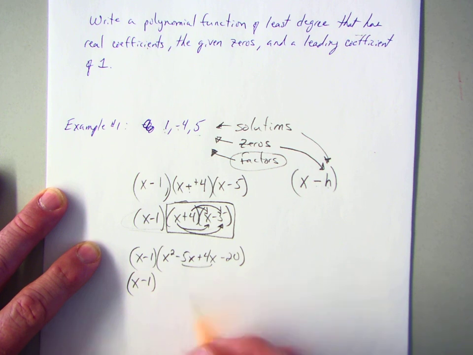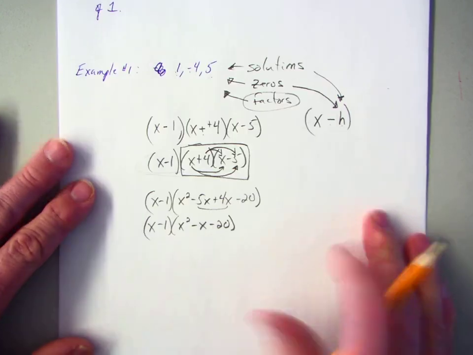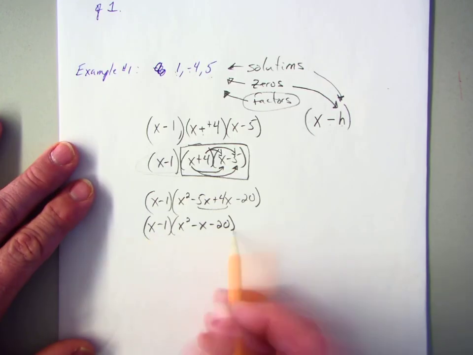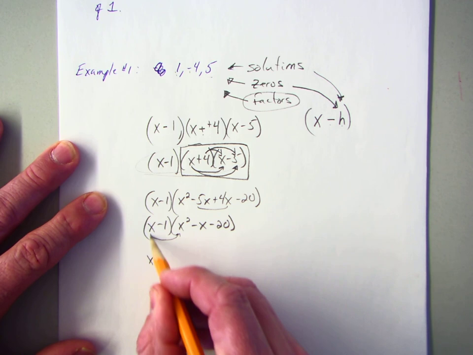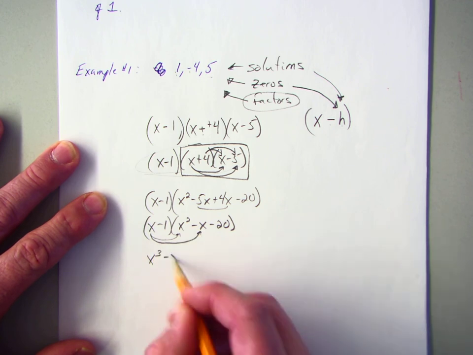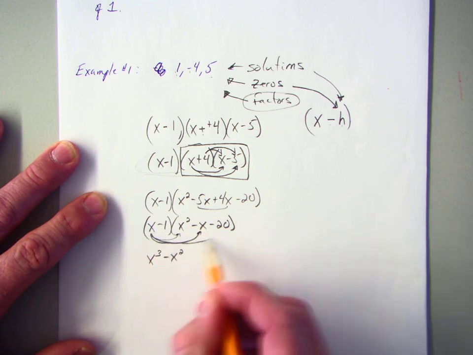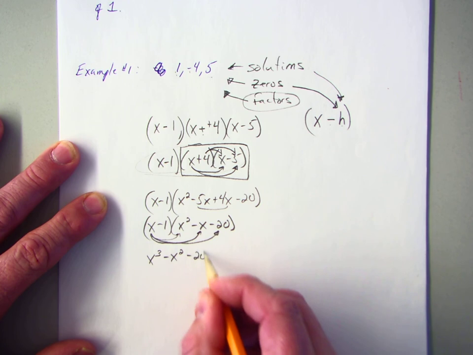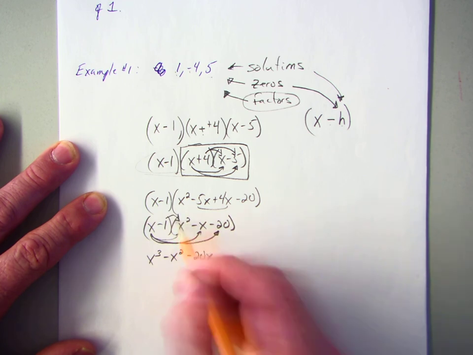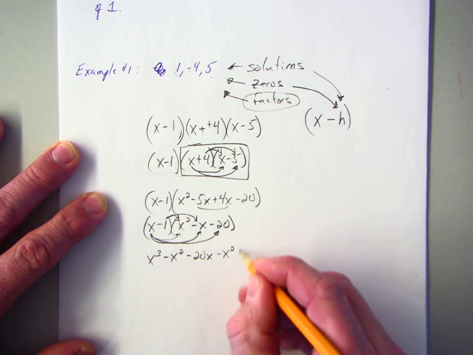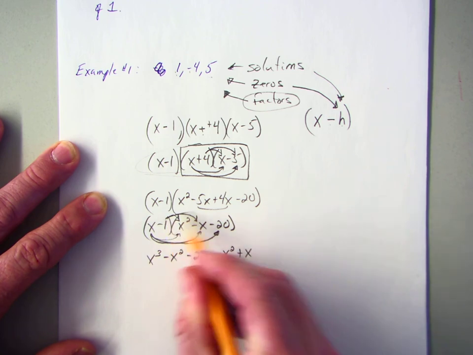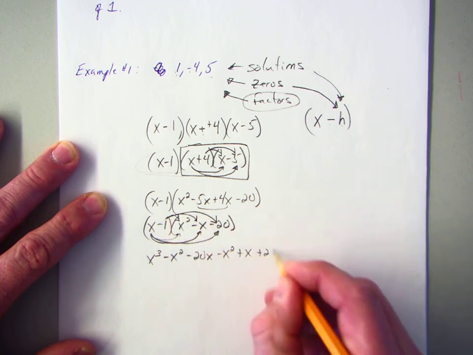Alright, so I'm going to combine like terms right there. So x squared minus x minus 20. And now I'm going to multiply this through. So I'm going to do x times x squared. X times negative x. X times negative 20. Then negative 1 times x squared. Negative 1 times negative x. Negative 1 times negative 20.